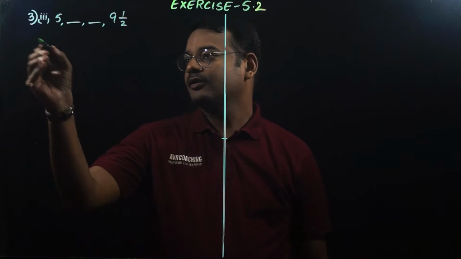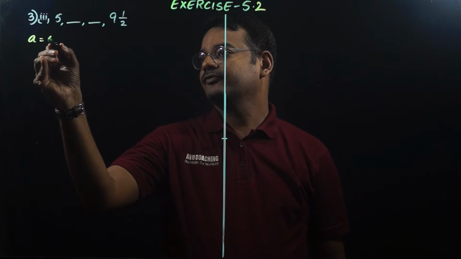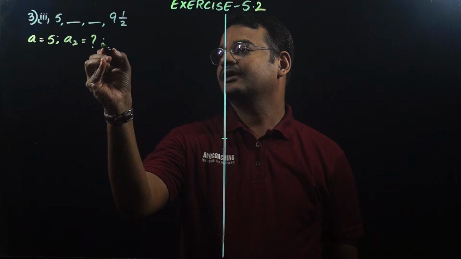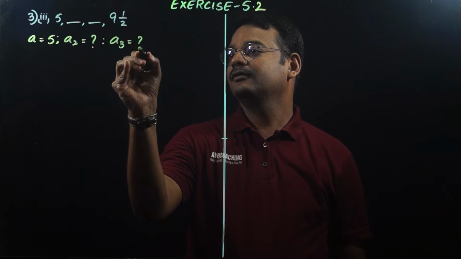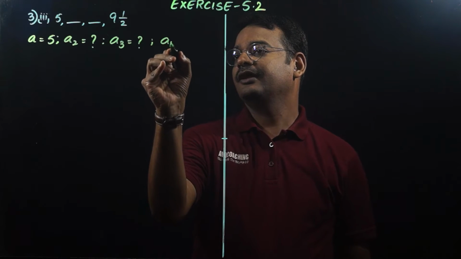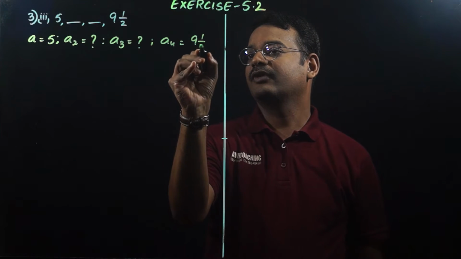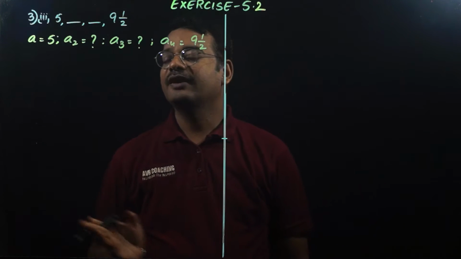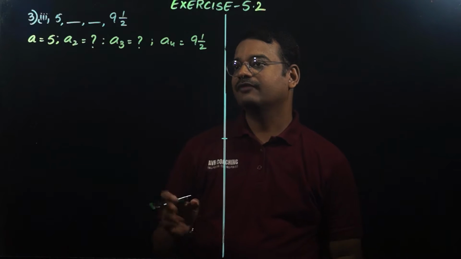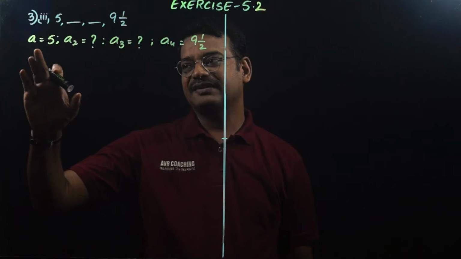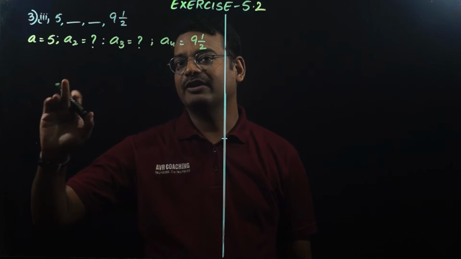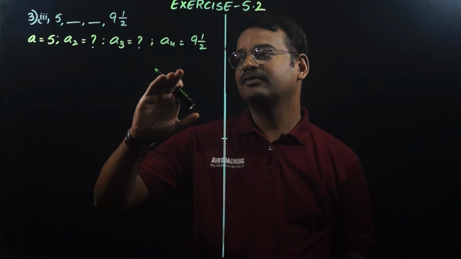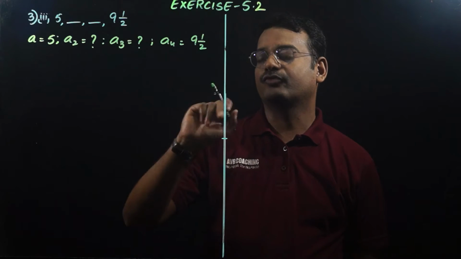Third bit, A value is 5. We don't have A2 and A3. Again, A4 is 9, 1 by 2. So using A4, we will find the D value so that we can find A2 and A3. Using just A value, we cannot find the D value. For finding D value, we have to have a series term which is greater than A, that is A4 value.